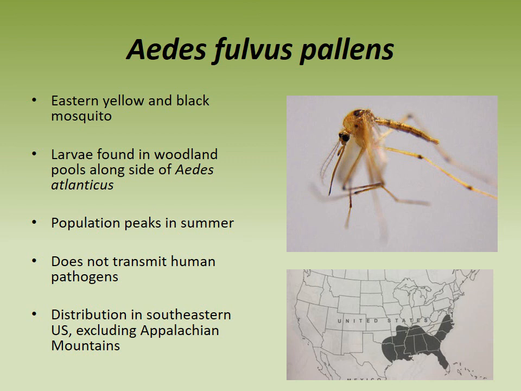I believe this might be the last one. This is Aedes fulvus pallens. They are very interesting looking mosquitoes. They are the eastern yellow and black mosquito. Larvae found in woodland pools, usually along the side of Aedes atlanticus. Populations peak in the summer. They do not transmit pathogens.